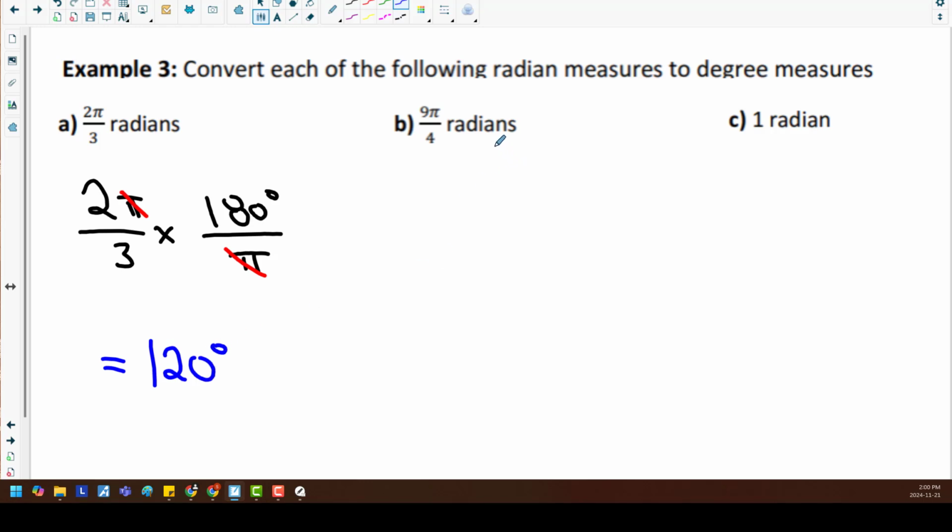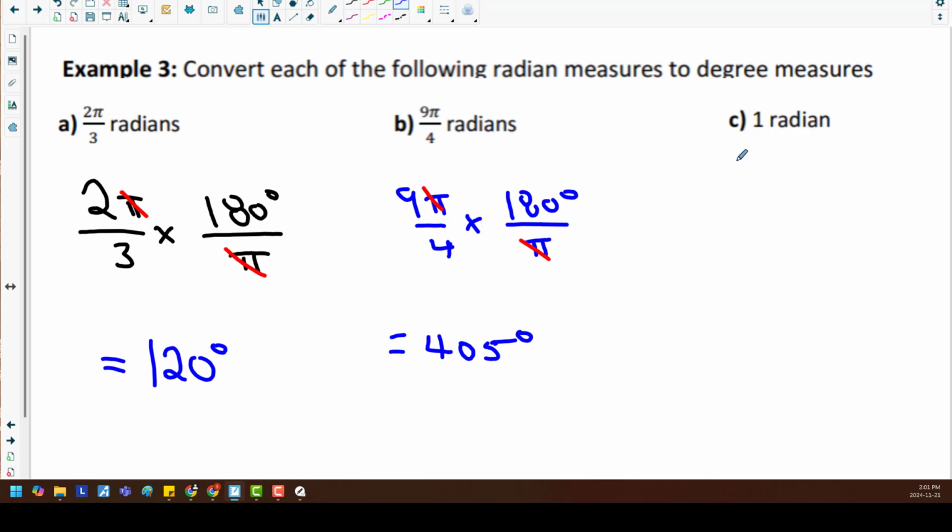What about 9 pi over 4? Same thing. Do 9 pi over 4 times 180 degrees over pi. Pi's will cancel out. And you're just doing 180 times 9 divided by 4. And that is going to be 405 degrees. Remember, use a calculator to check.